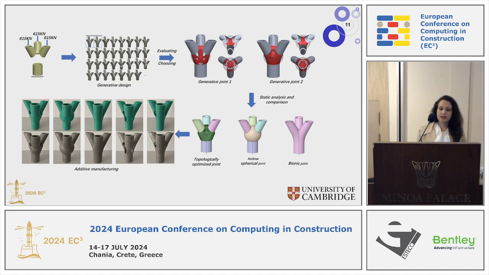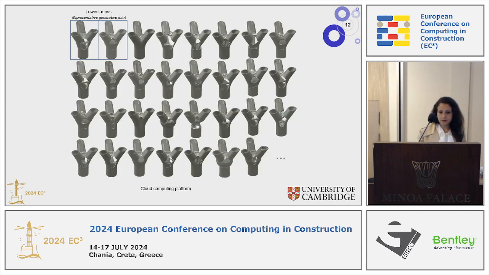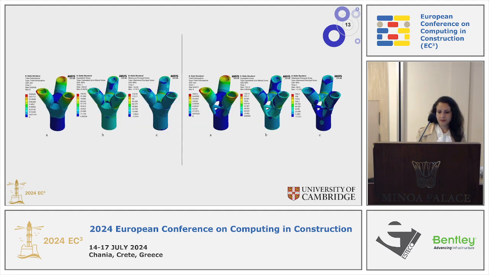And in this study, they use the integration of generative design and additive manufacturing. So they generate hundreds of models by generative design using a cloud computing platform. And after that, they selected two samples with the lowest mass for further analysis. And then they use topology optimization for finding the optimal solution.